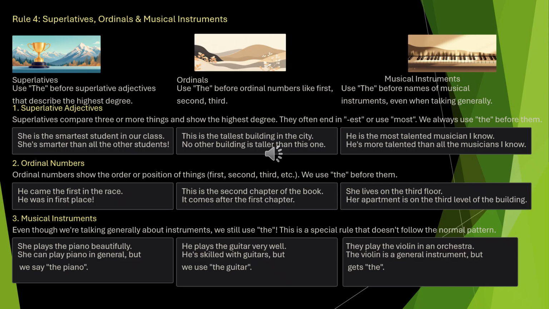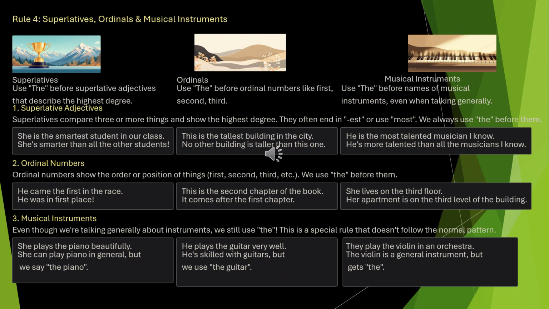Ordinal numbers. Ordinal numbers show the order or position of things. First, second, third, etc. We use the before them. Examples: he came the first in the race. That means he was in first place. This is the second chapter of the book. It comes after the first chapter. She lives on the third floor. Her apartment is on the third level of the building.